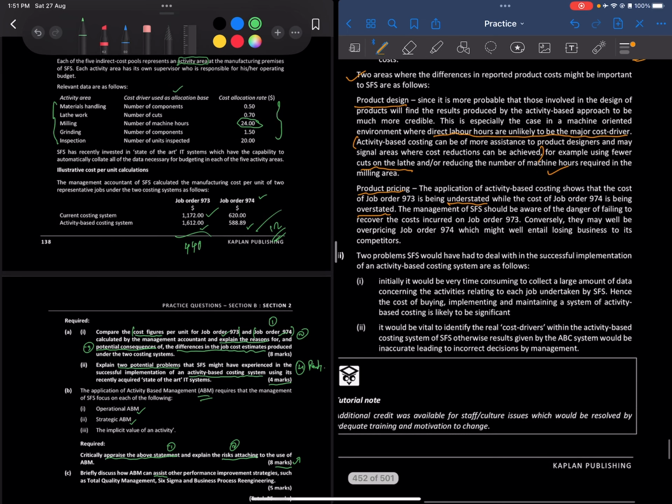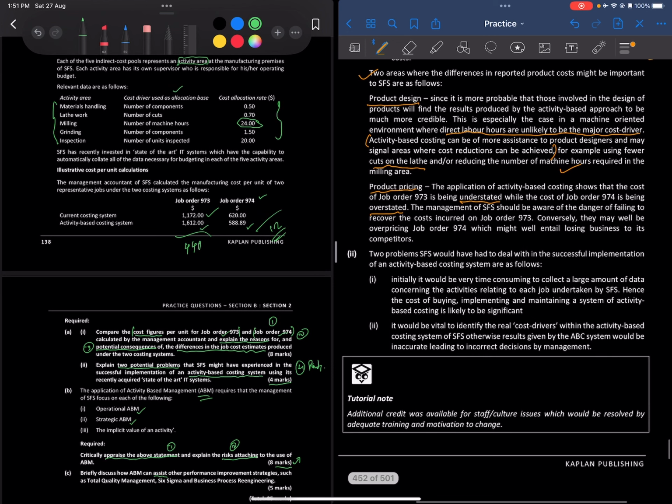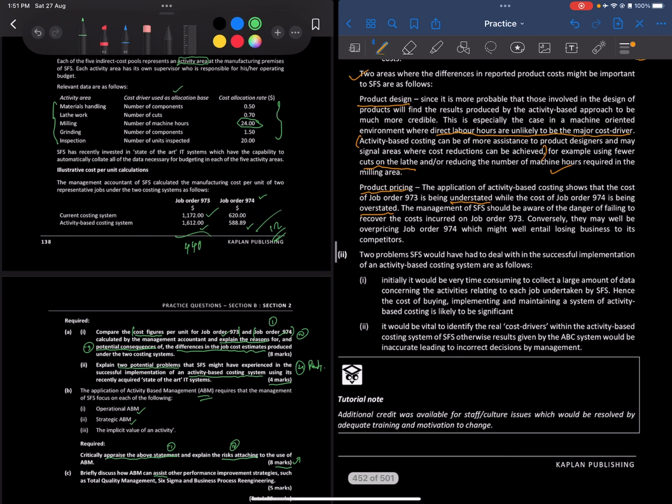So what does it say in the answer? It says that initially it would be time consuming to collect a large amount of data, okay, and then activities relating to each job taken by SFS. Hence, the cost of buying, implementing, and maintaining system of activity-based costing is likely to be significant because you have to collect large amount of data, right? And then it's time consuming as well. So all these systems should be in place, so that will be taking up a lot of cost, basically.